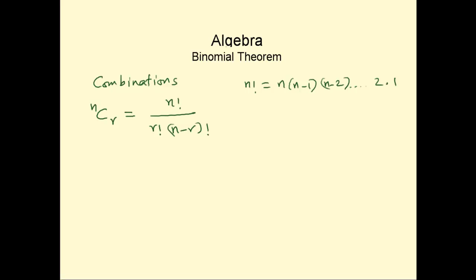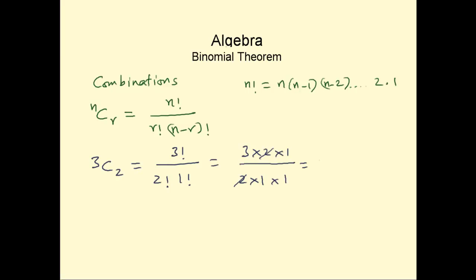Let's try to find what is 3C2, where n is 3 and r is 2. So this would be 3 factorial over r is 2, so 2 factorial times n minus r, that is 3 minus 2, that is 1 factorial. So what is 3 factorial? That is 3 times 2 times 1 over 2 factorial, which is 2 times 1, and 1 factorial is just 1. So the 2 cancels off, this is 3. Therefore 3C2 is equal to 3.